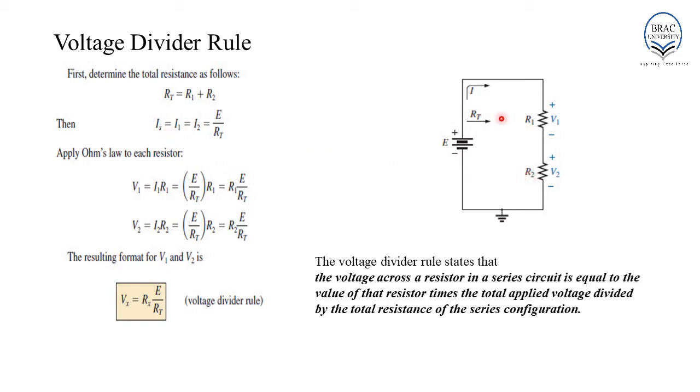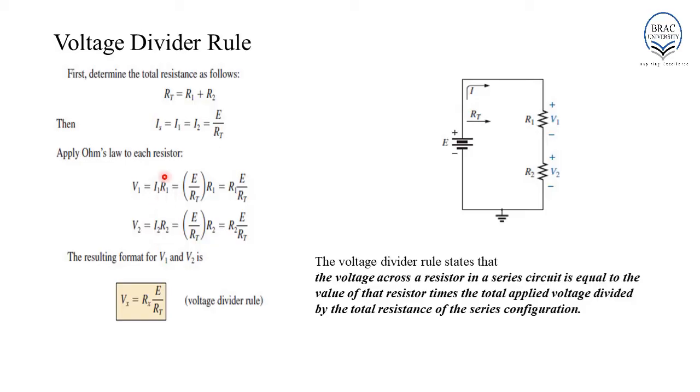Now, IS, which is the current flowing through R1 and R2, can be written as IS equals I1, which is the current flowing through R1, and I1 is equal to I2, which is the current flowing through R2. That is equal to E by RT. Now, if we apply Ohm's law to each of the resistors, we can determine V1, which is equal to I1 R1, and V2 equals I2 R2. However, we can also determine V1 and V2 in terms of E.